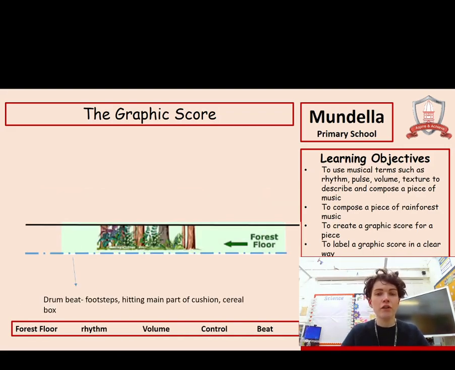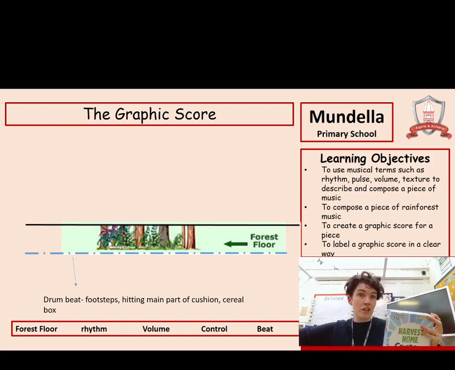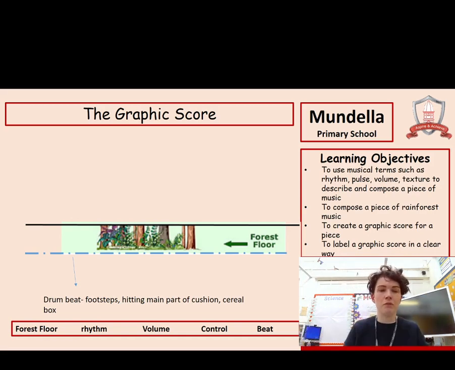And then lastly, we've got our forest floor. Now, if you remember, I had my cereal box, which crucially hasn't been opened. We don't want to be tipping out open cereal boxes everywhere. So I've got my drum beat here, so I'm thinking of footsteps and how I might keep that beat. And I could shake it. Okay, and I've done here a long line and then a small line.